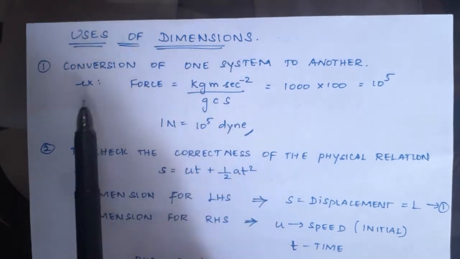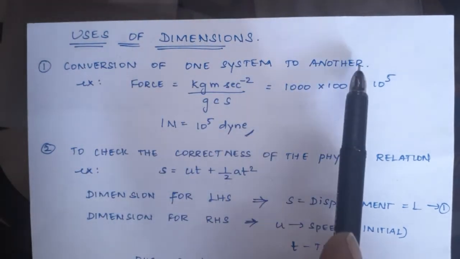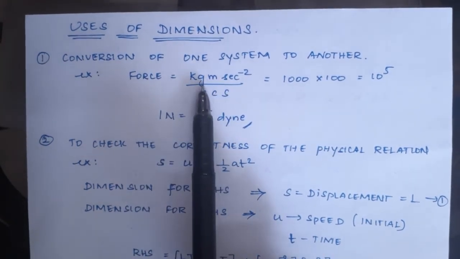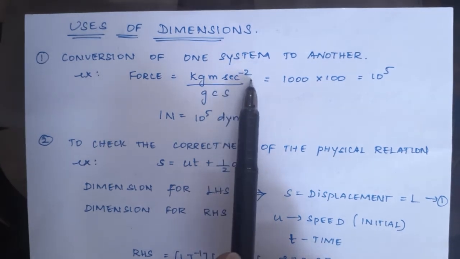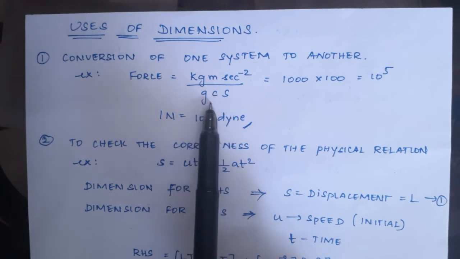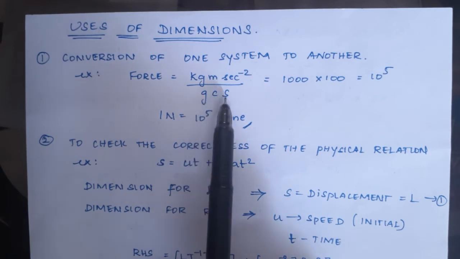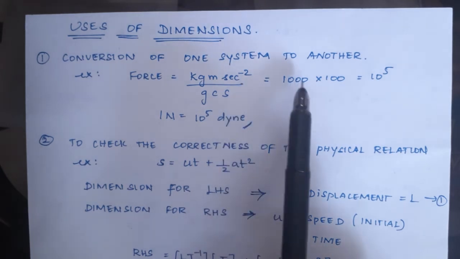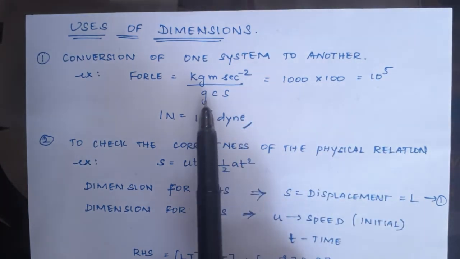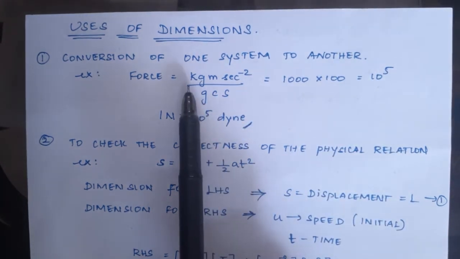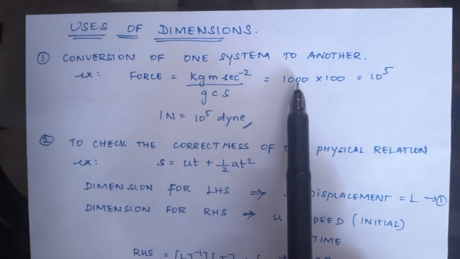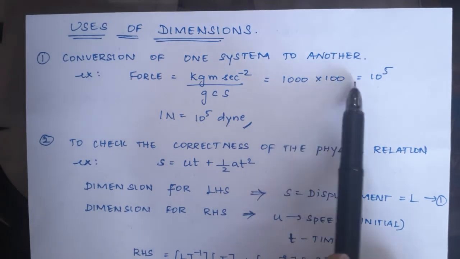One of the uses of dimensions is that you can convert one system of units into another system of units. Say for example, force. Force is kilogram meter per second square in the MKS system, divided by another system, which is centimeter, gram and second, the CGS system. Now simplifying this, 1000 into 100 equal to 10 power 5, because 1000 gram equal to 1 kilogram and 100 centimeter equal to 1 meter. So the equivalent is 1000 into 100 equal to 10 power 5.